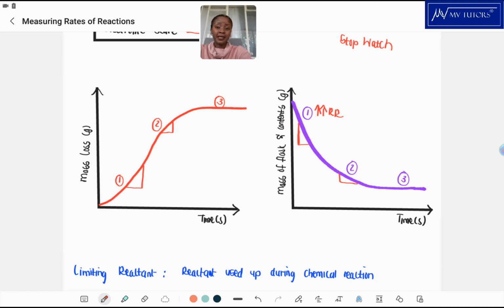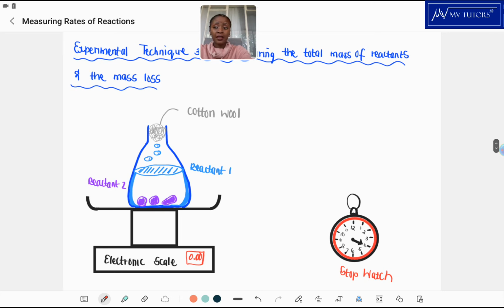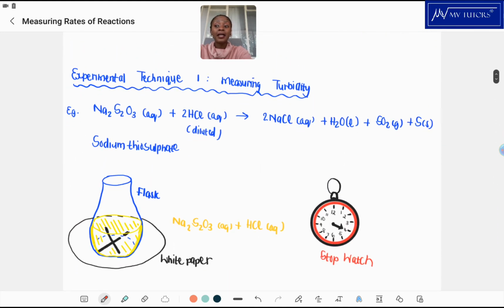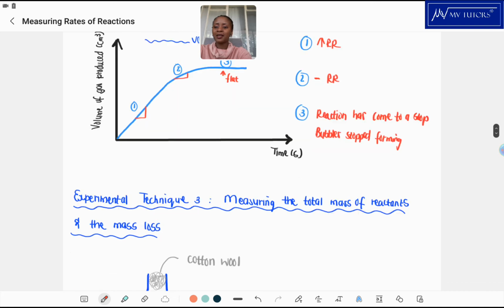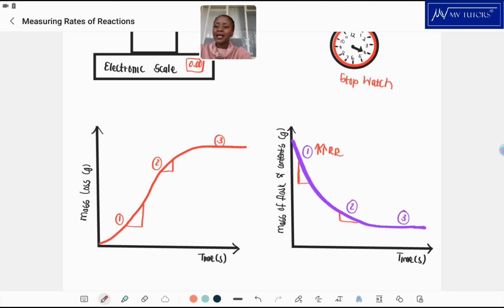Your reaction is complete. So in the case of the sketch over here, how do you know that the reaction is complete? Well, your bubbles have stopped forming. In the case of technique 1, how would you know that your reaction is complete? Well, you can't see the X anymore, or you can't see it as clearly as you could before, while the reaction was occurring. So that's basically that. As long as you understand the graphs and how to interpret them, especially using gradients or slopes, then you're good to go. So we're going to look at a question paper.